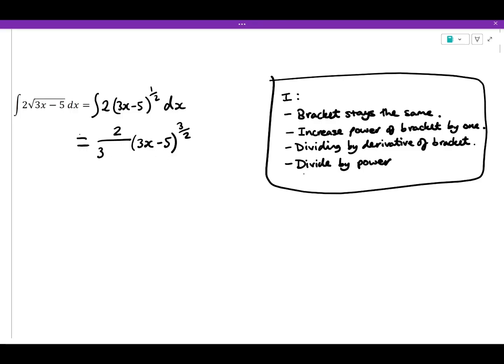And then we also have to divide by the power. Okay, so we're going to divide by 3 over 2. So I'm going to multiply this 3 here by 3 over 2 like that. Okay, and then it's going to be plus c. But just clean up this fraction here. You can pop it in the calculator. And we get 4 over 9 multiply 3x take 5 to the power of 3 over 2 plus c like that. Let's have a look at one more question.